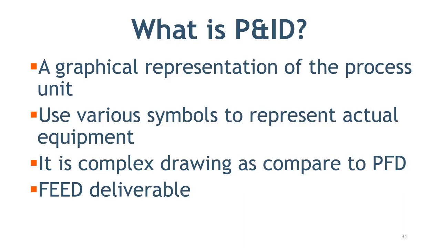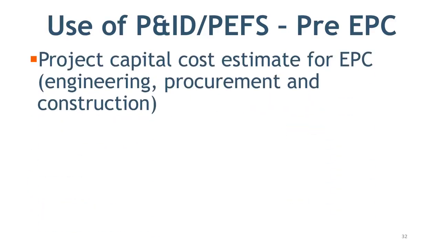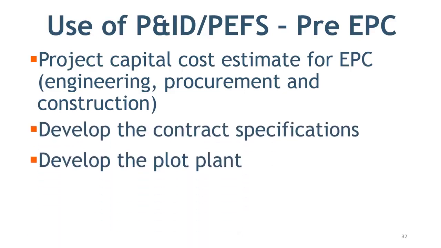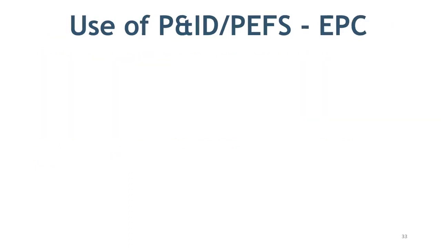It is used during the entire life cycle of the plant. That means during pre-EPC, EPC and operation. Use of P&ID during pre-EPC. P&ID is used to derive the project capital cost estimate. It is also used to develop the EPC contract specification. Plot plan is developed considering the various inputs from P&ID and physical site locations.